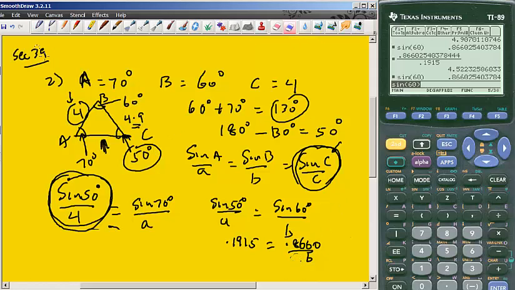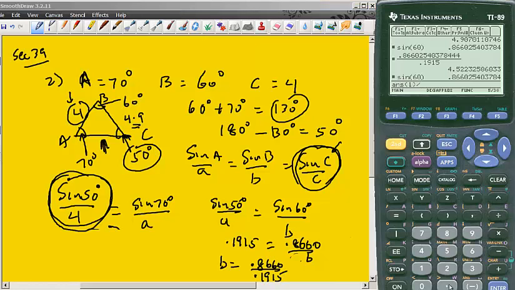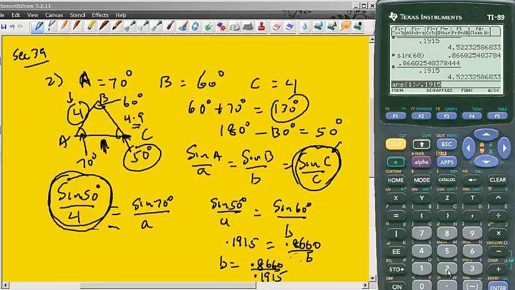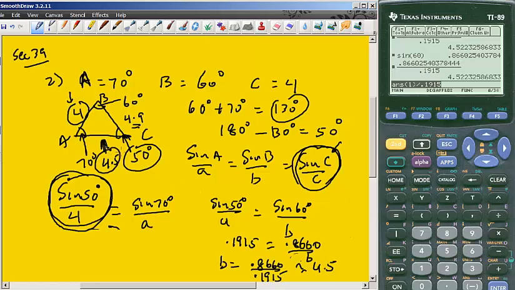Now when I cross multiply this, my B will equal 0.8660 over 0.1915. So we're going to divide that by 0.1915, which is going to be approximately 4.5. So we're going to write this as 4.5. We're done. We found all the angles, we found all the sides.